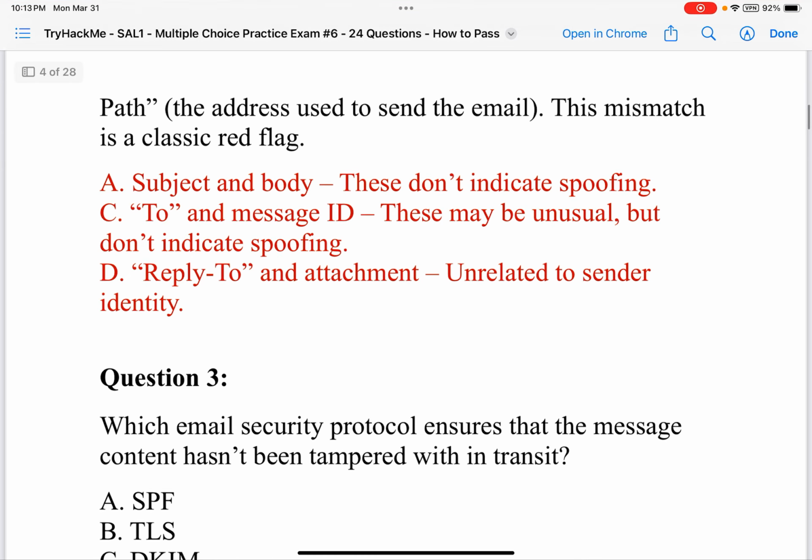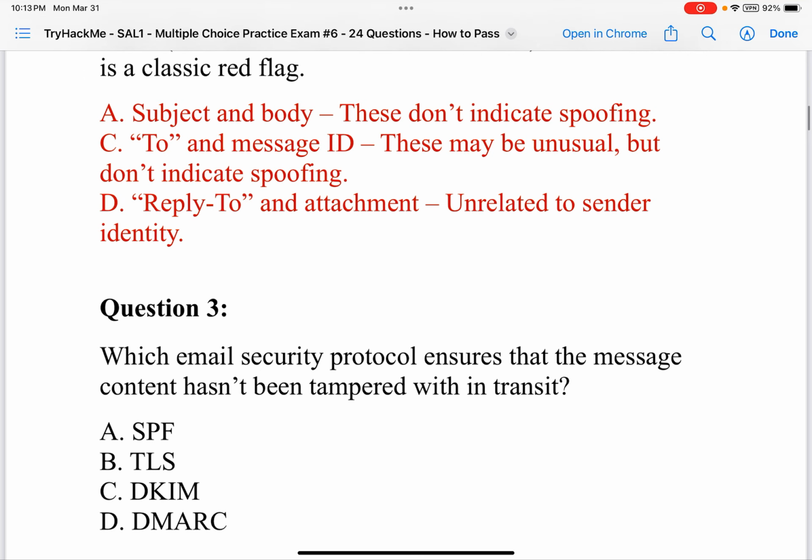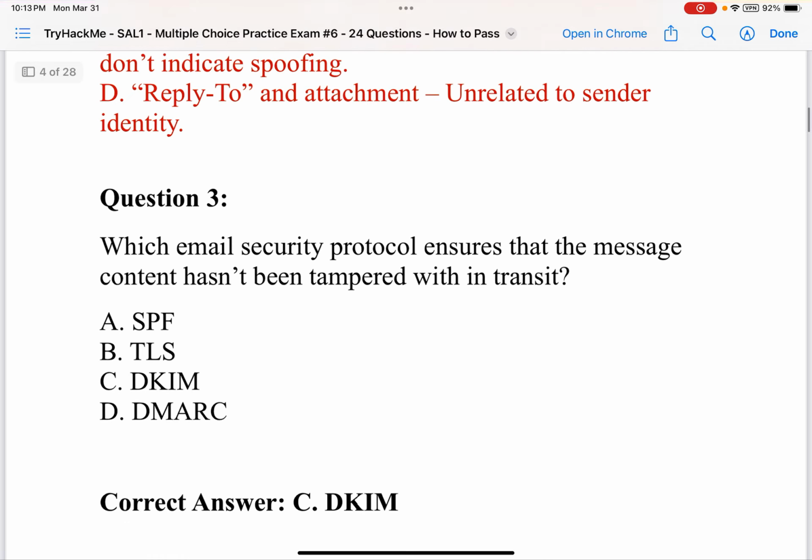Question number 3. Which email security protocol ensures that the message content hasn't been tampered with in transit? A. SPF. B. TLS. C. DKIM. Or D. DMARC. Correct answer is C. DKIM.